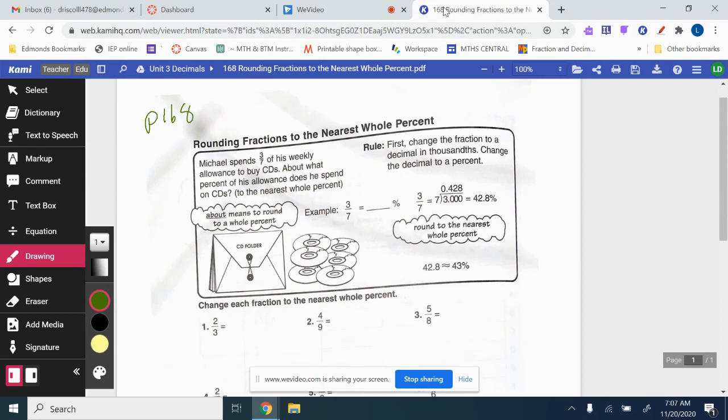So Michael spends 3/7 of his weekly allowance to buy CDs. That's super old school. It was new school in my day, old school your day. About what percent of his allowance does he spend on CDs to the nearest whole percent?